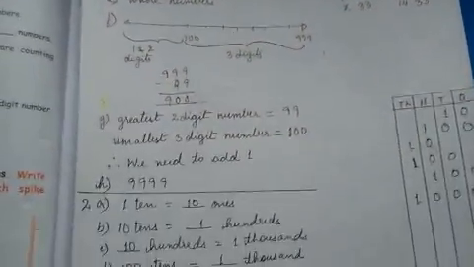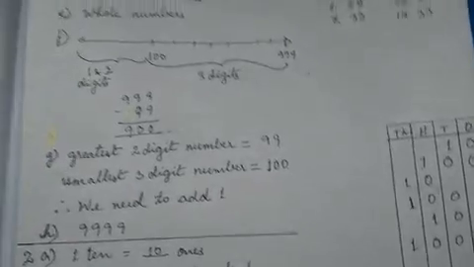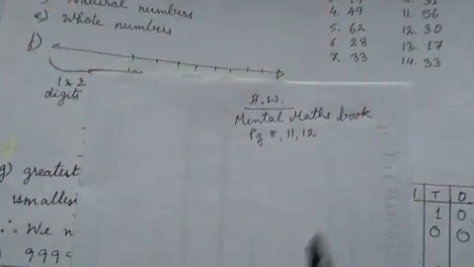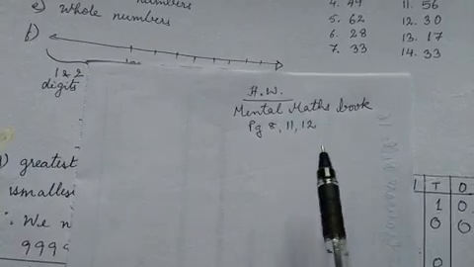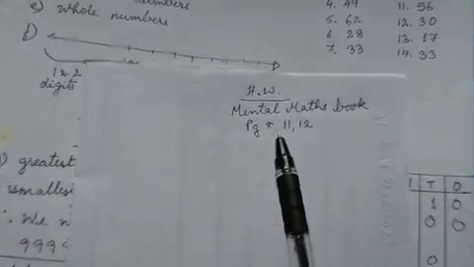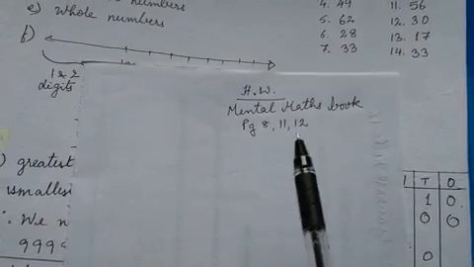I'll give you a snapshot of this so that you can check your answers. Now your homework will be: you have to do from the Mental Maths book, pages 8, 11 and 12. Although page 8 is not in your syllabus, you can do it for your practice.